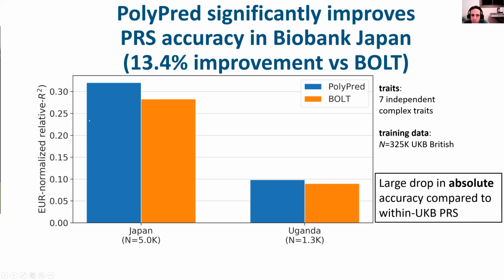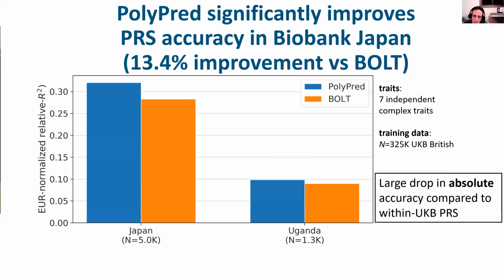And the negative side is that if you look at the y-axis, you can see that it only goes up to 0.3, meaning that in absolute terms, we are doing much worse across the board when we predict to different cohorts. And this is a general problem. This is not something specific to our method. In the UK Biobank, people always get much better accuracies than when predicting outside of the UK Biobank.